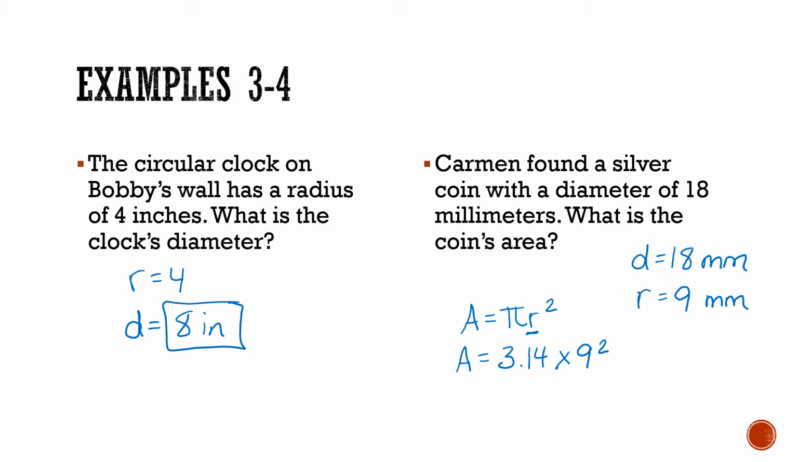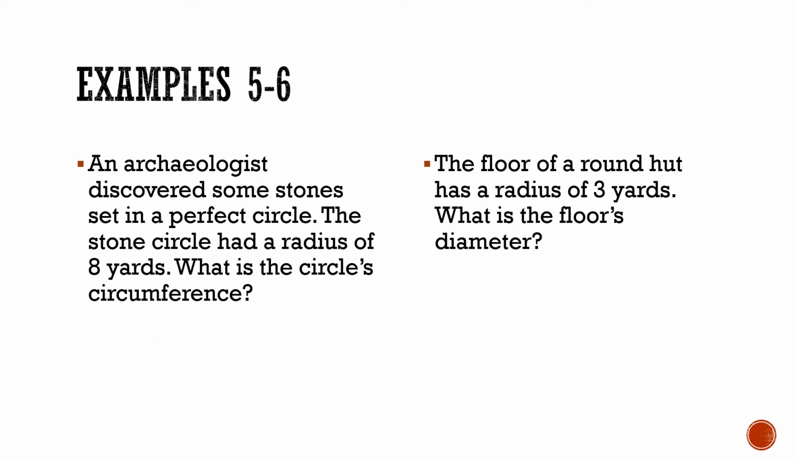So 9 squared. Remember, you can enter that as 3.14 times 9 times 9, which gives us an area of 254.34 millimeters squared. Remember that with the units, it is always squared when you're doing area. Okay, go ahead and pause your video and do examples 5 and 6.